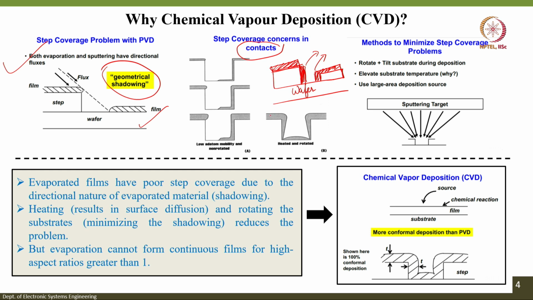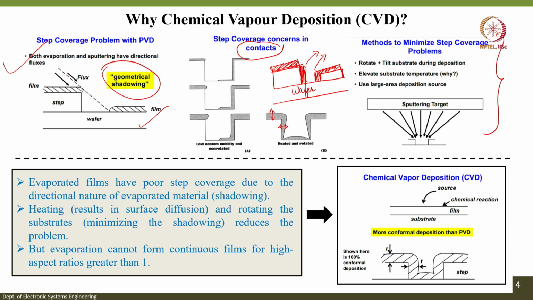That means the thickness of the layer deposited in the horizontal direction and the thickness of the layer deposited along the side walls, or in the vertical direction, will not be the same, and in such a situation we call the deposited layer a non-conformal layer. So this is the main issue with the physical vapor deposition technique, and there are a few techniques you can adopt to minimize this step coverage issue.